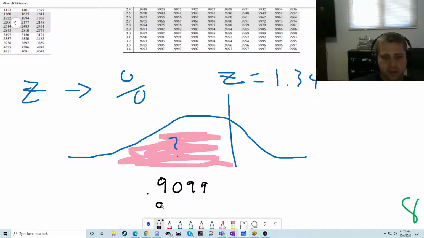I could also write that as a percent, 90.99%. Those things are both true. So the area is the proportion. Percent is just, I only use percent if they ask for it. Otherwise, just leave it as a decimal.